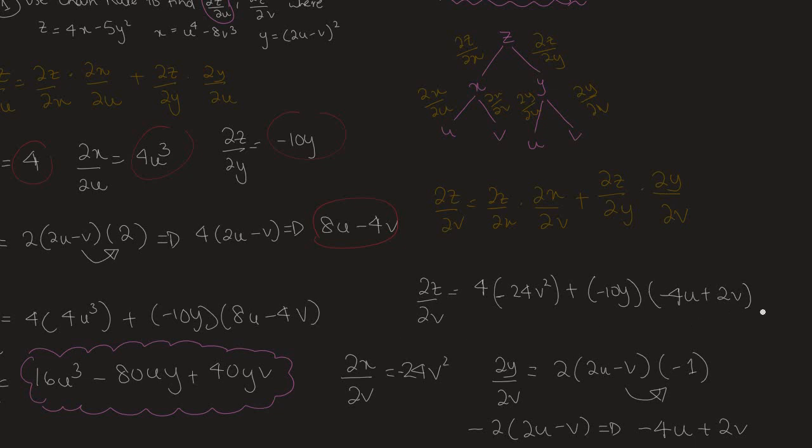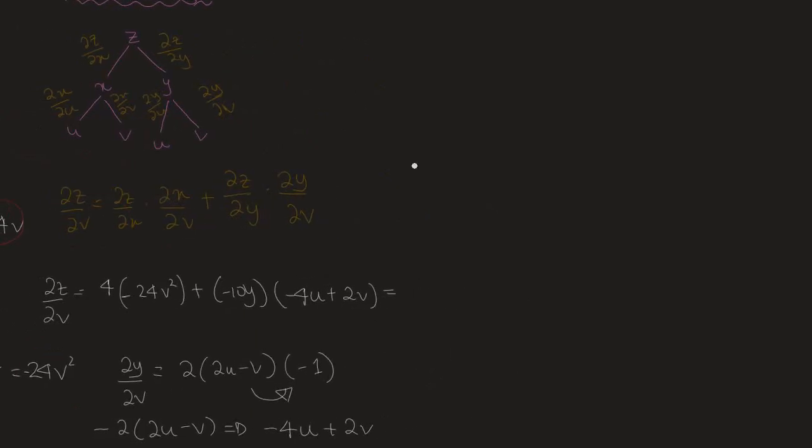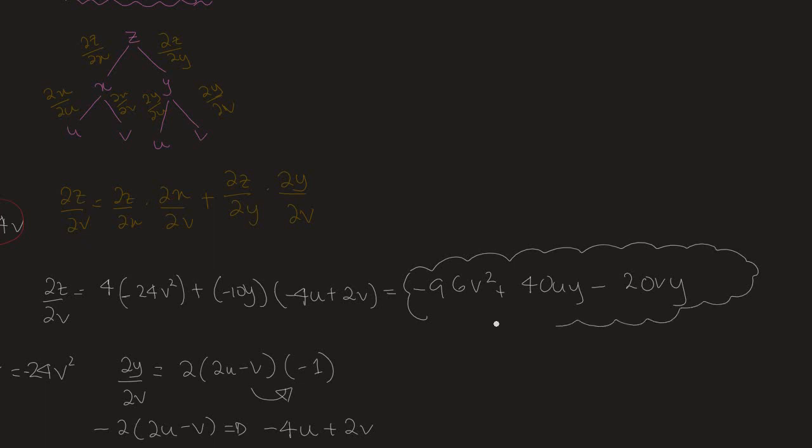If you factor all this out, if you simplify this, this should give you negative 96v squared plus 40uy minus 20vy, and this is the answer to derivative of z with respect to v.